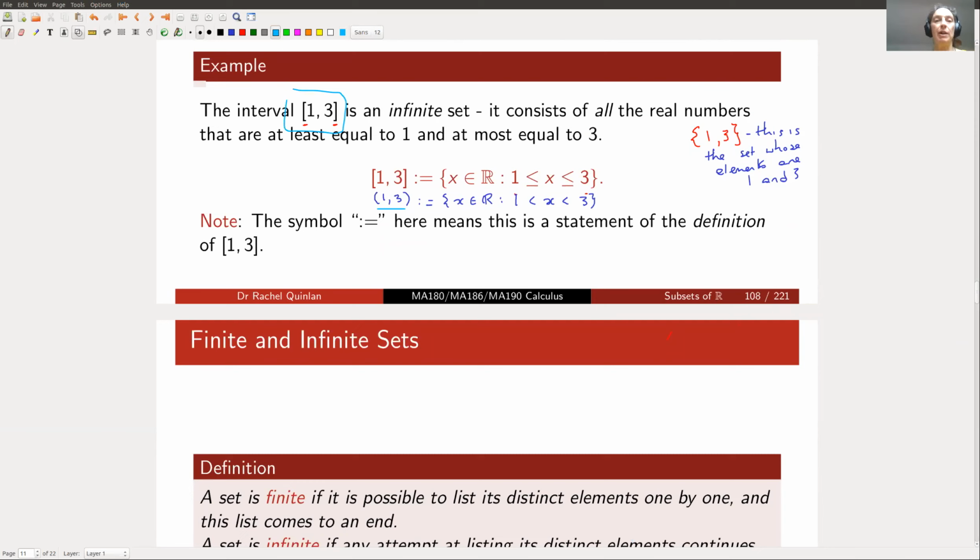It consists of all the real numbers that are at least 1 and at most 3. And if you think about them as decimal expansions, any real number whose decimal expansion starts with 1 point or 2 point is in this set. There are certainly infinitely many of those.